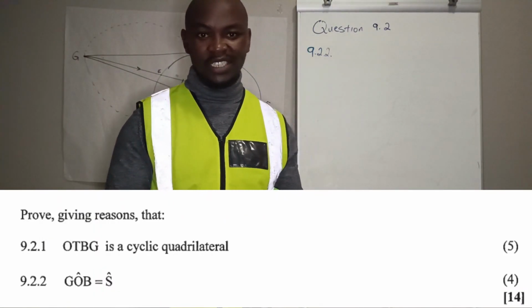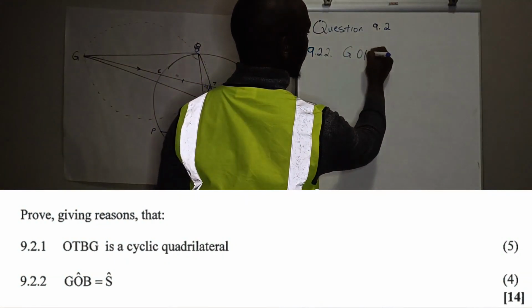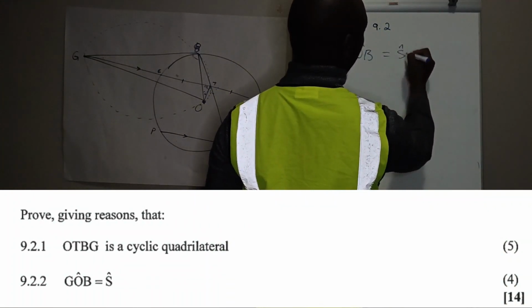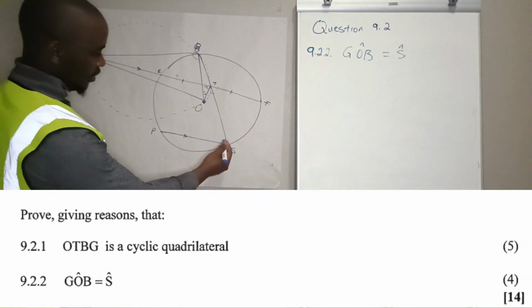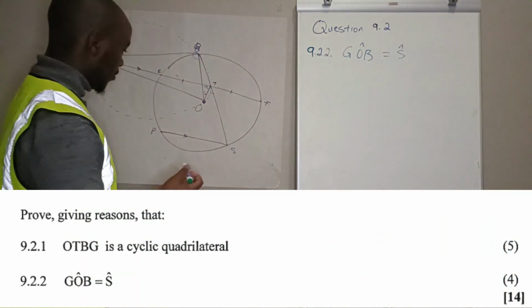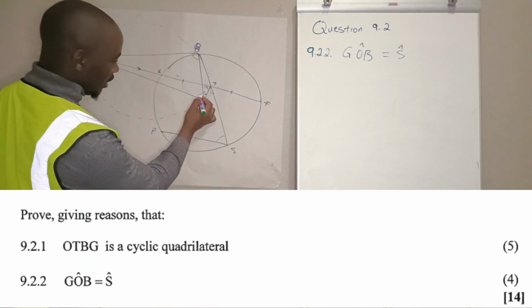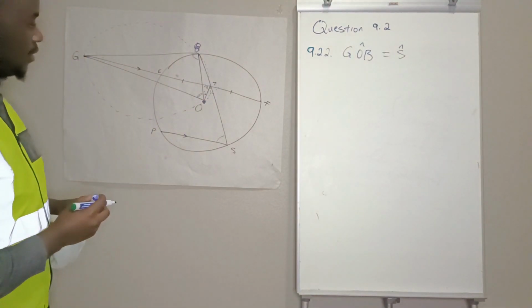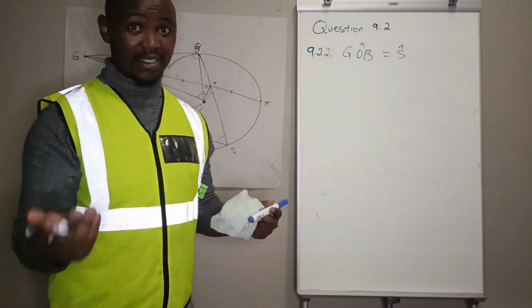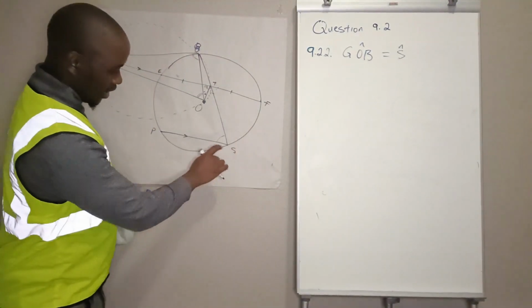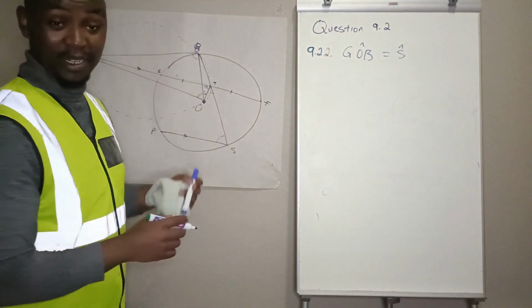All right, the next question is asking us to prove that angle GOB is equal to angle S. So angle S is this angle right here, and then GOB is this angle. Now you should ask yourself, why suddenly are we being asked something about S, and how does S relate to this whole shenanigan that is happening here?